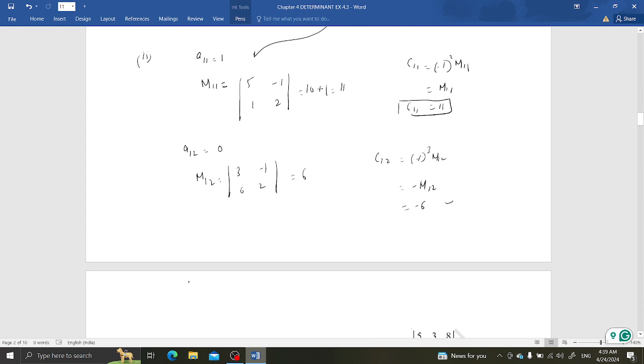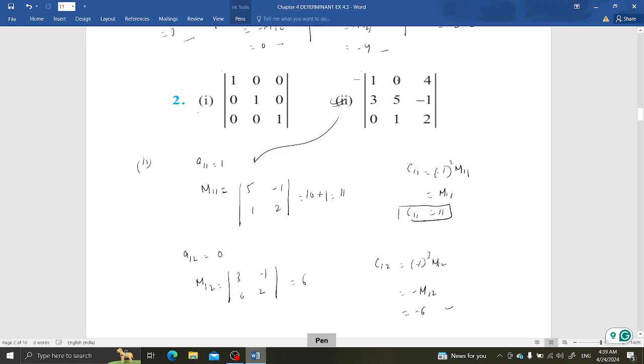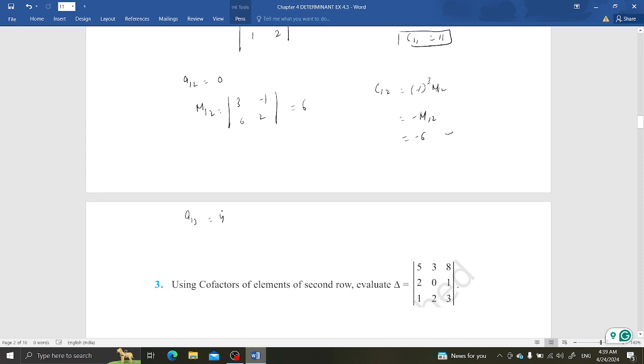Okay, how can we find it? A13, that is the 4th element. The element is 4. Yeah, 4 we have. And wait, I'll write the minor also. The minor M13 is 3, 5, 0, 1. It will be 3 because 3 into 0, 5 into 0, 0. Okay, I already told how we can solve the minor.